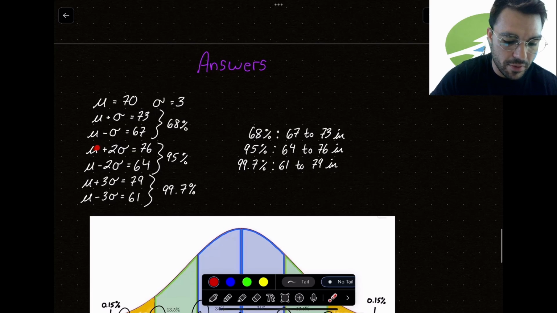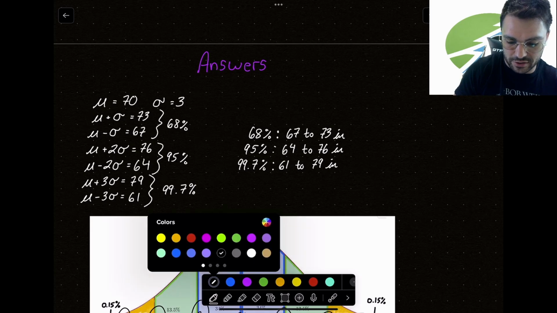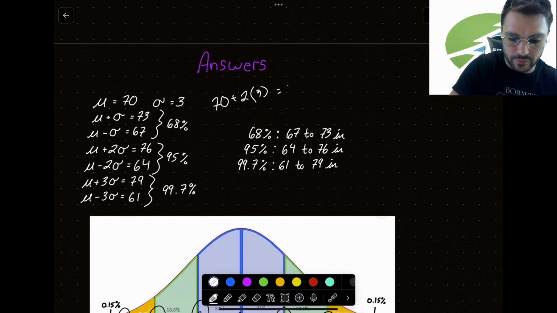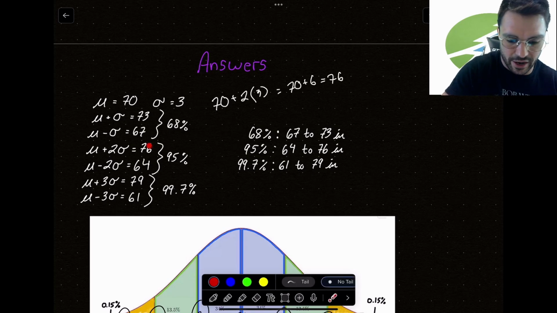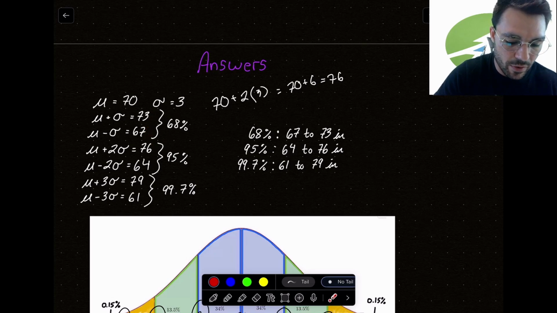Continuing forward, the mean plus 2 standard deviations. Now technically you're allowed to do this: the mean is 70 plus 2 times 3 equals 70 plus 6 equals 76. That's one way to get the 76 there. Since it's 2 times that number, I simply just add 3 from this one. I just find that a little bit easier. It's how I usually do it. Likewise, for -2 standard deviations, we subtract 3 from this one, get our 64 there.